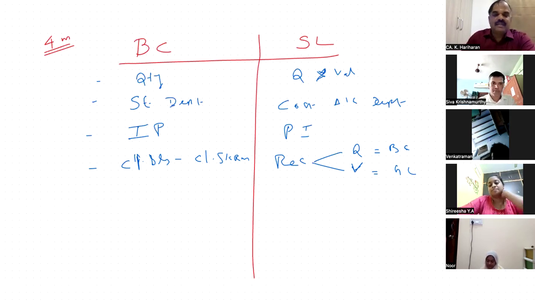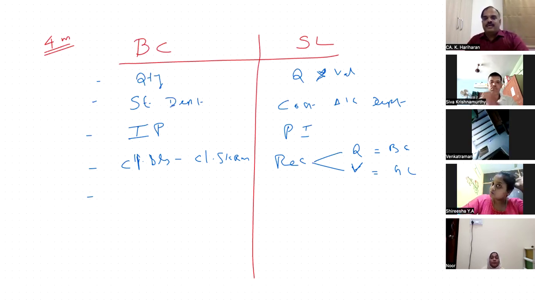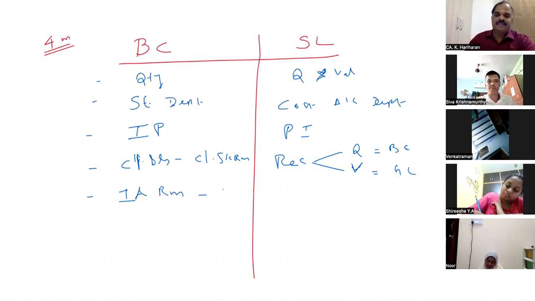Next, identification of raw material between bin card and stores ledger. In which one can you identify the raw material easily? Bin card. Because it is attached to the bin, we can identify easily whether it is raw material A or raw material B. Right or not? So identification of raw material is very easy based on the bin card.